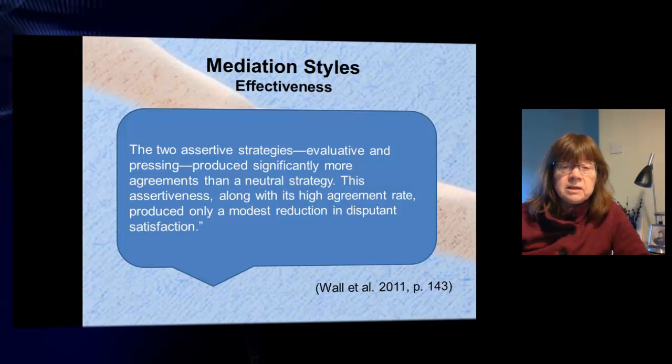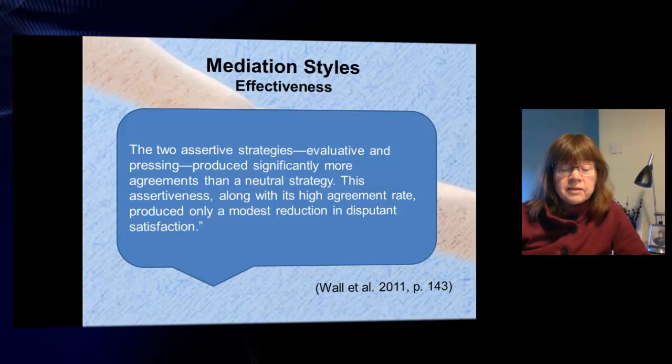Wall et al. in 2012 looked at 100 civil mediation cases and investigated the effectiveness of 3 mediator-observed styles. They looked at neutral, evaluative, and what they called pressing styles, and they looked at the effectiveness of these on both agreement and satisfaction. And in this study, the authors did note that they looked for transformative strategies, but they found that they weren't there, concluding that the primary goal of the mediators that they studied was to achieve agreement.